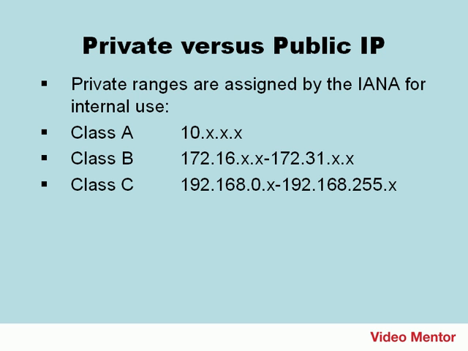And Class C is 192.168.0 all the way through 192.168.255. A couple examples of this: D-Link uses the 192.168.0 network by default. Linksys uses 192.168.1, and Belkin sometimes uses 192.168.2. So those are some examples of internal Class C networks.